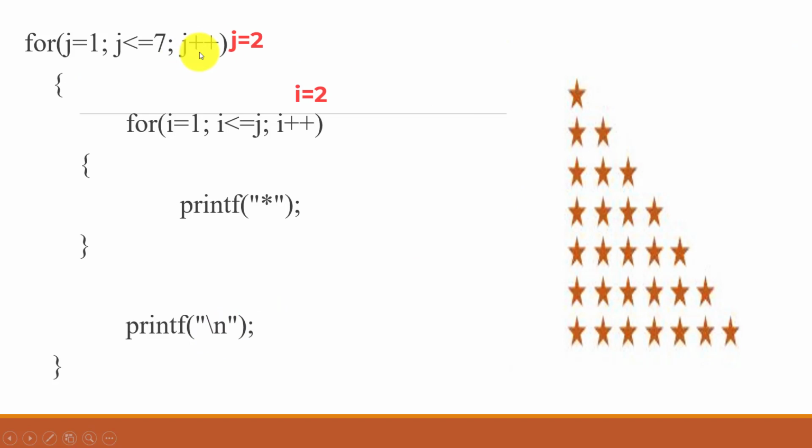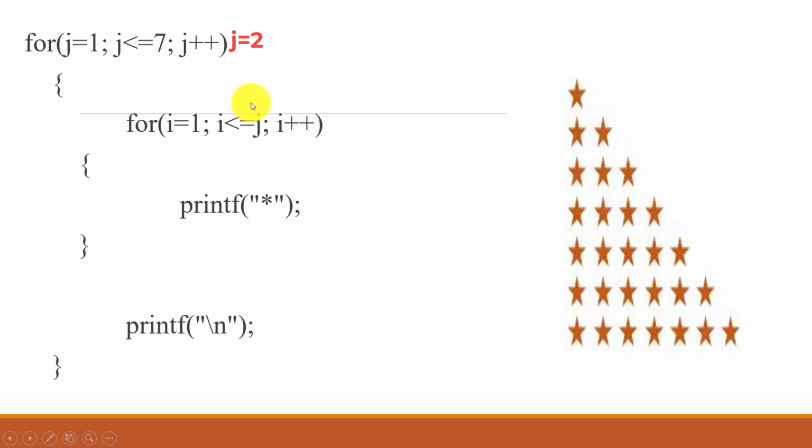Now here j becomes 2. Now again after that, it will check this condition whether 2 is less than or equal to 7. Now yes, it will come again inside this loop. Now again it initializes i to 1. Now i less than or equal to j. Now j becomes 2 here. Now 1 is less than or equal to j, yes, it's true. Then it will print a star. Again i++, so i becomes 2 here.